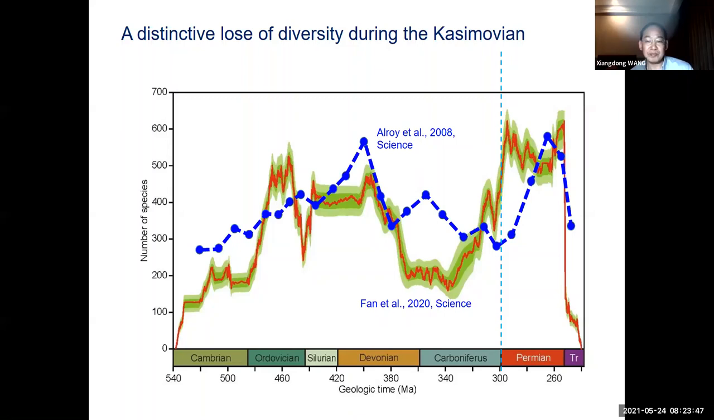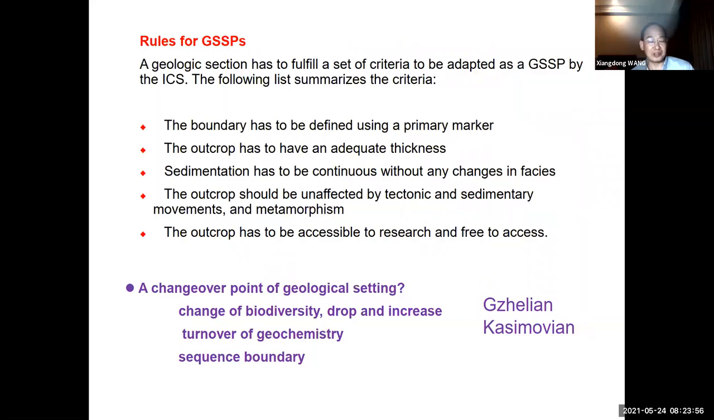And the next slide, please. Next. So I would also like to show that if we want to define a stage GSSP, we should follow these criteria. First, the boundary has to be defined using a primary marker. So usually we use a species. And the second is the outcrop has to have an adequate thickness. And the third, sedimentation has to be continuous without any change in facies. And fourth, the outcrop should be unaffected by tectonic and sedimentary movements and metamorphism. And five, the outcrop has to be accessible to research and free to access.